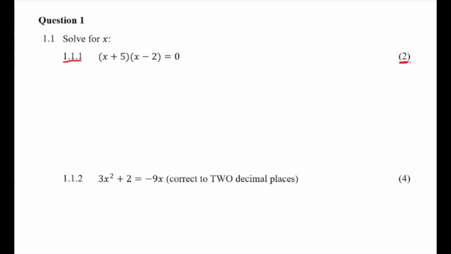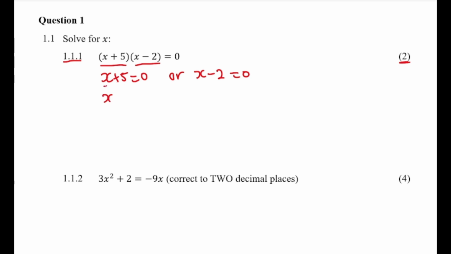And it's 2 marks. So it means we don't have to do a lot of things here. This is a quadratic equation and it is already factorized. So we have our factors, which is x plus 5 and x minus 2. If we multiply these two factors, we're getting 0. So what does that mean? It means it's either x plus 5 is equal to 0 or x minus 2 is equal to 0, or both of them are equal to 0.